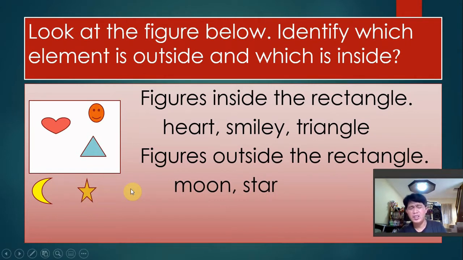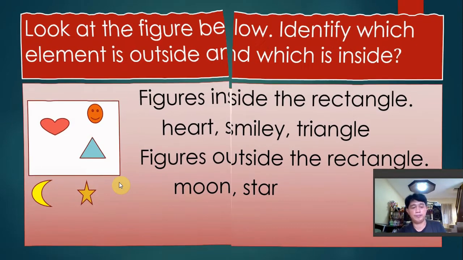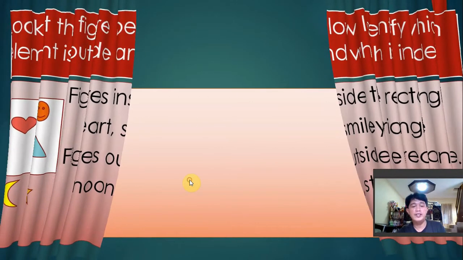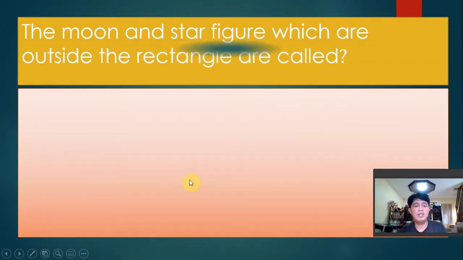Now, what do you call these objects which are found outside the quadrilateral? And what do you call these objects which are found inside the quadrilateral? And this is what the other operations of set denote. Okay, now here is another question. The moon and the star figures which are outside the rectangle, what do you call these figures? The moon and the star.